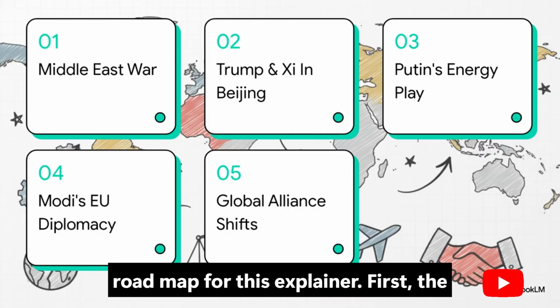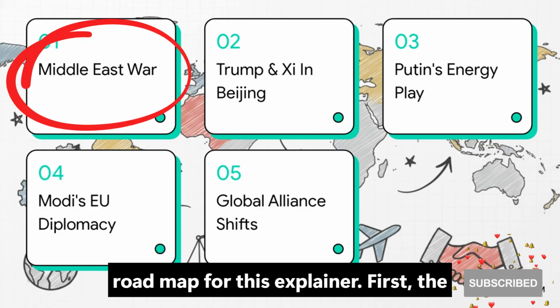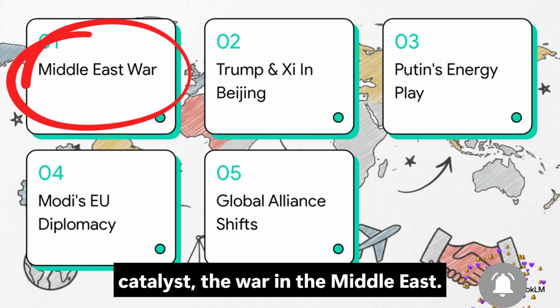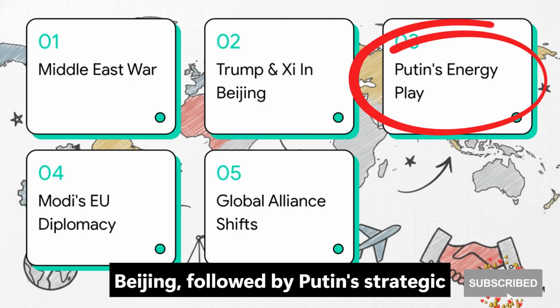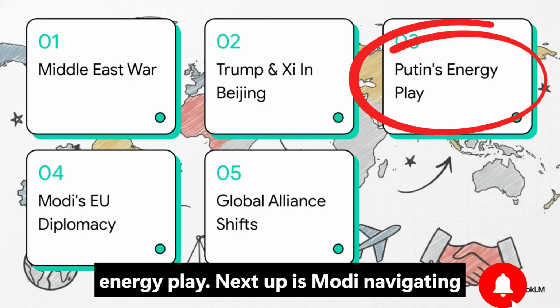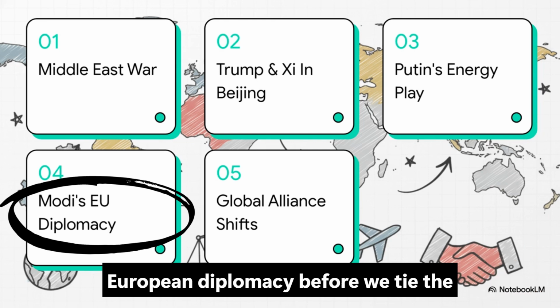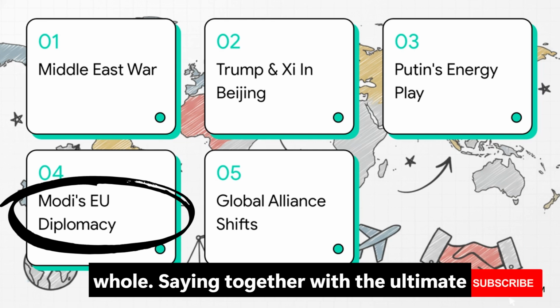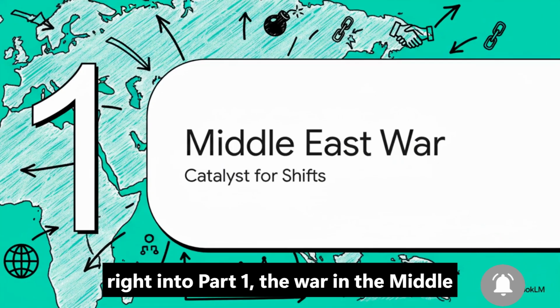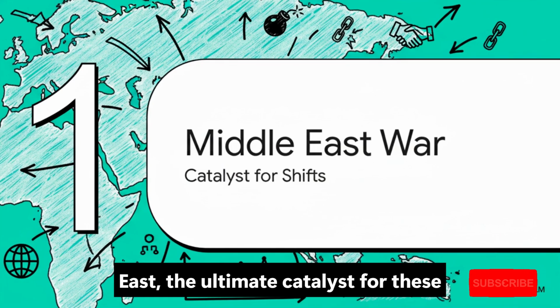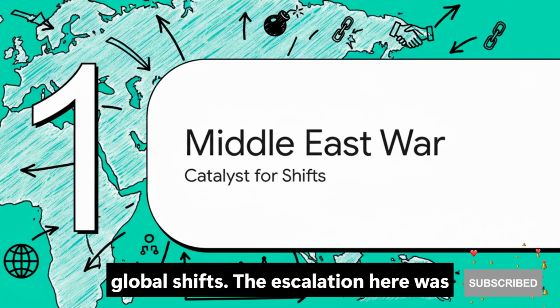All right, here's our roadmap for this explainer. First, the catalyst, the war in the Middle East. Then, we'll analyze Trump and Xi in Beijing, followed by Putin's strategic energy play. Next up is Modi navigating European diplomacy before we tie the whole shebang together with the ultimate shifts in global alliances. Let's dive right into part 1, the war in the Middle East, the ultimate catalyst for these global shifts.